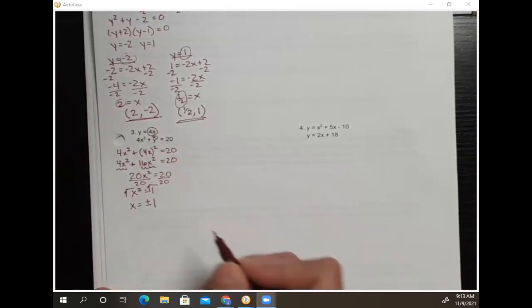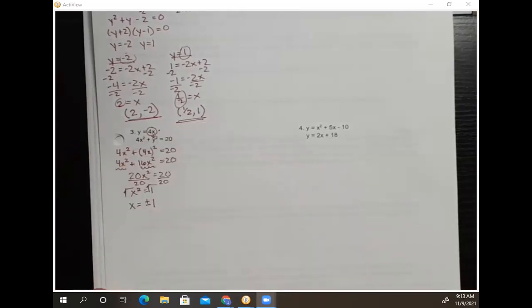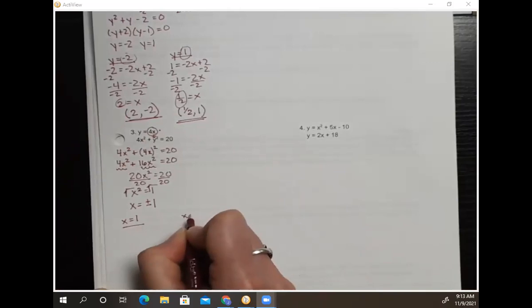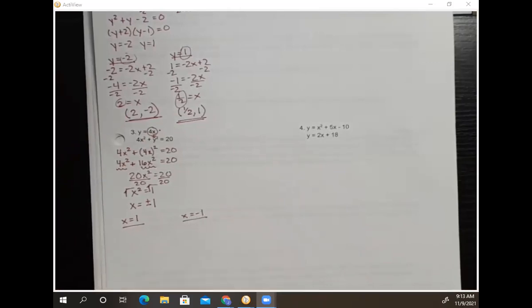Now that I found some values for x, I can plug them into either of my original equations to find y. I can always plug into the equation that's going to be a little bit less work, leaves you fewer places to make an error. So I'm going to plug into the top equation here. So I'm going to plug in x equals 1, and I'll plug in x equals negative 1.